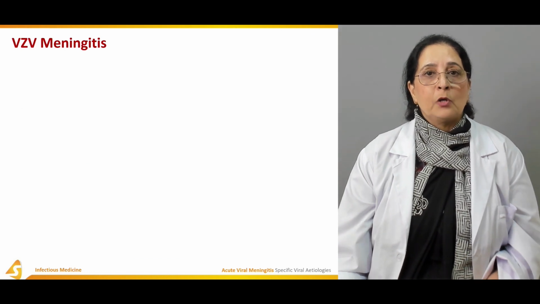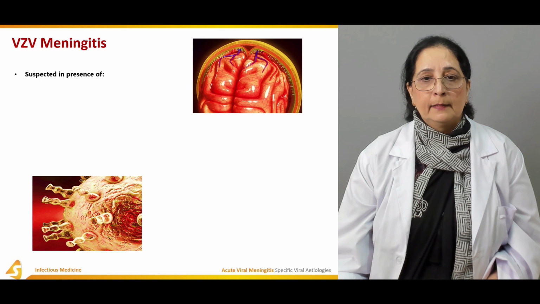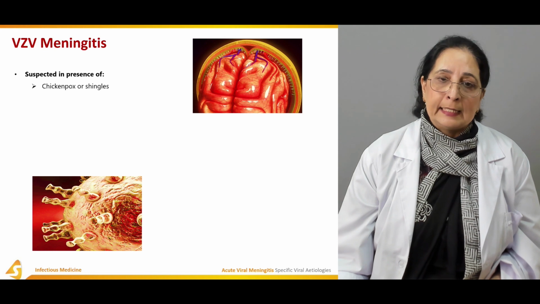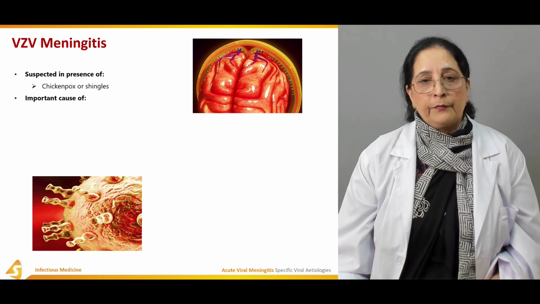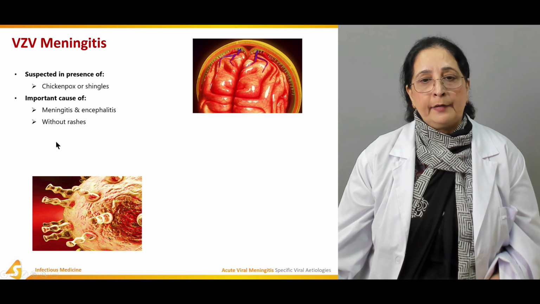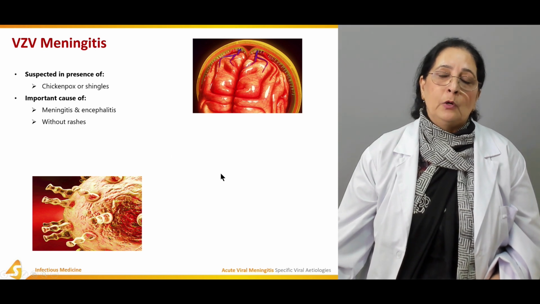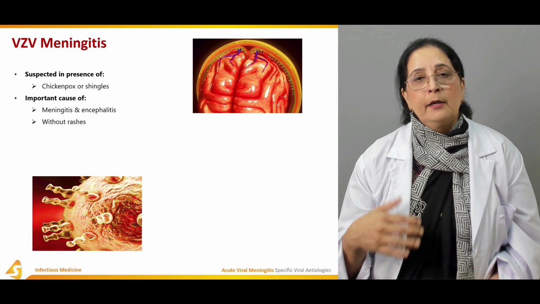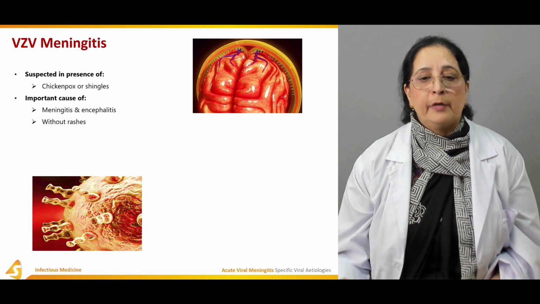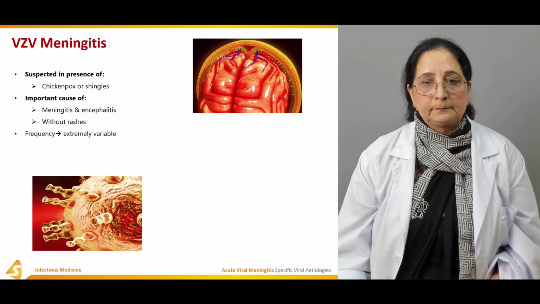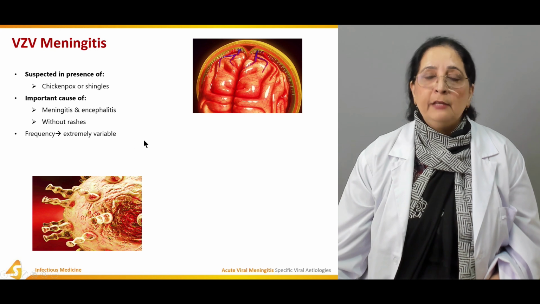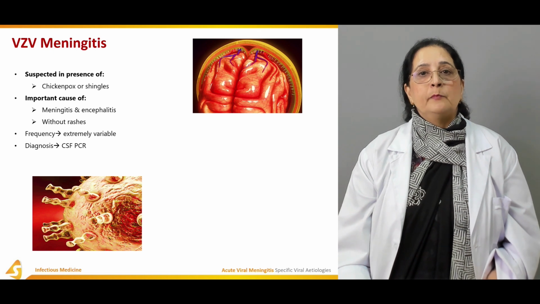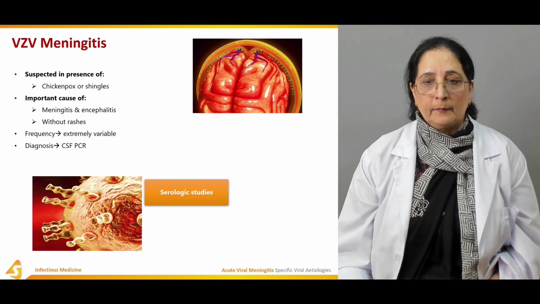Next, varicella-zoster virus meningitis. Suspected if there is presence of chickenpox or shingles. It is an important cause of meningitis and encephalitis without rashes. So if there is chickenpox or shingles present, we should suspect that it is due to varicella-zoster virus. Frequency is extremely variable. Frequency is not fixed. Diagnosis again is by polymerase chain reaction.